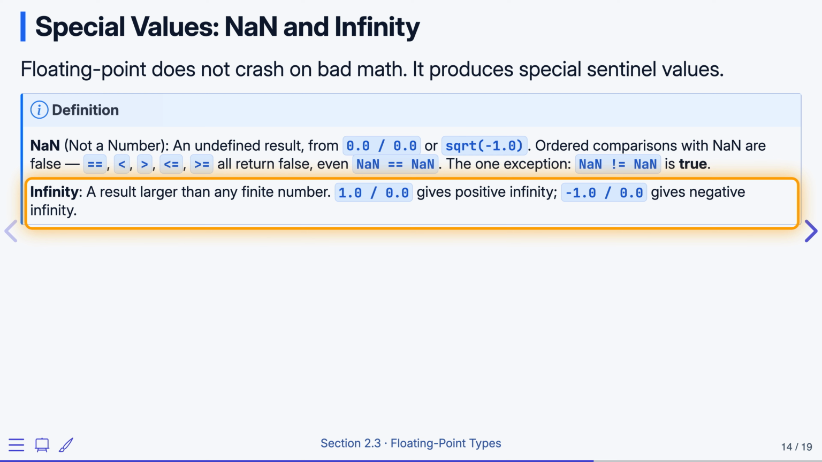The second is infinity. It is a result larger than any finite number. 1 divided by 0 gives positive infinity. -1 divided by 0 gives negative infinity.